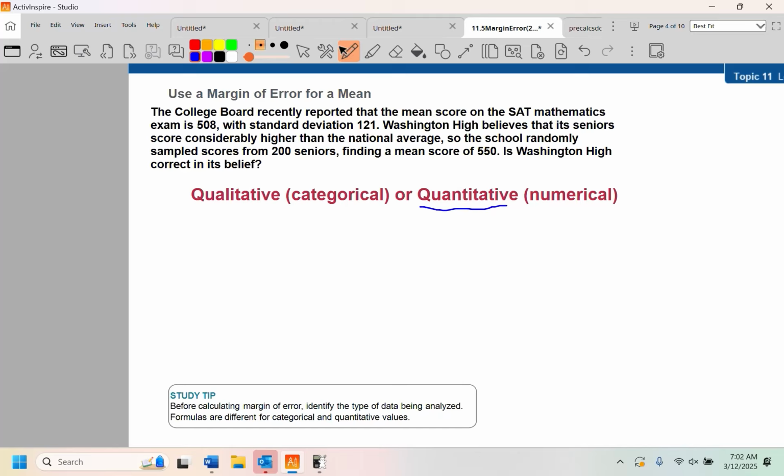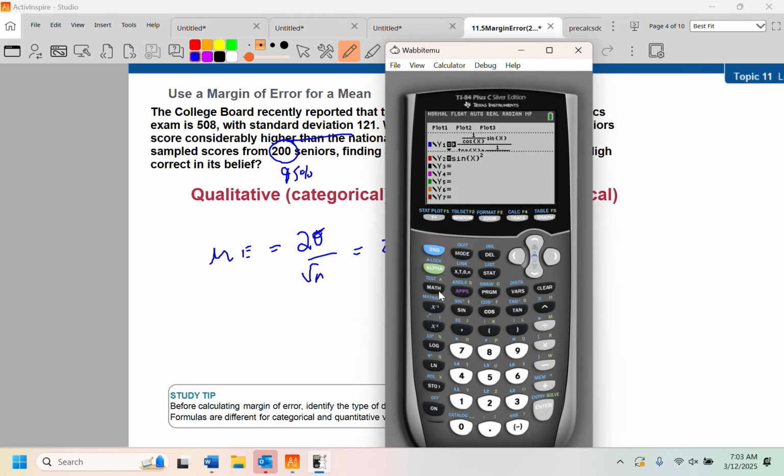Your margin of error formula. It doesn't say this, but we're going to do a 95% confidence interval, and there's a reason we're going to do 95% confidence. The margin of error is going to be 2 sigmas divided by the square root of n. Standard deviation is your sigma, so 2 times 121 divided by the square root of 200. I'll carry this out to 2 decimal places. That's the way you usually see stats people do it, at least in the beginning stat classes.